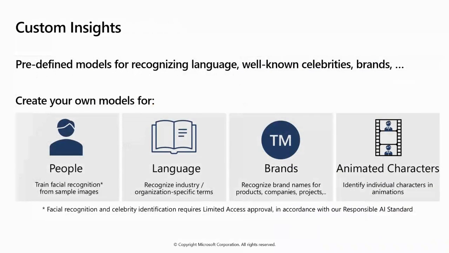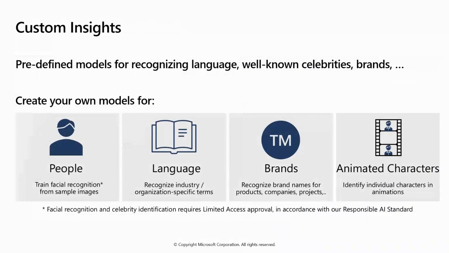Now, Video Analyzer for Media has built-in models that can recognize famous people and brands and turn spoken words into text. You can make Video Analyzer better at recognizing things by making a custom model for people. You need to add pictures of the people you want to be able to see in videos and train the model. Video Indexer will then be able to find these people in all your videos. Keep in mind, as part of our responsible AI standard, this only works for people with limited access.